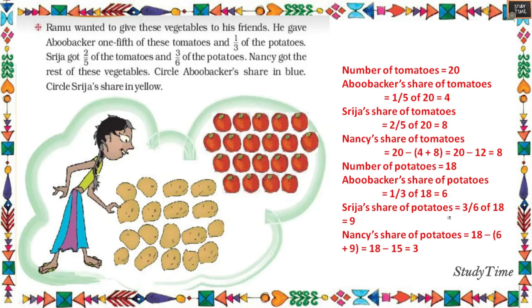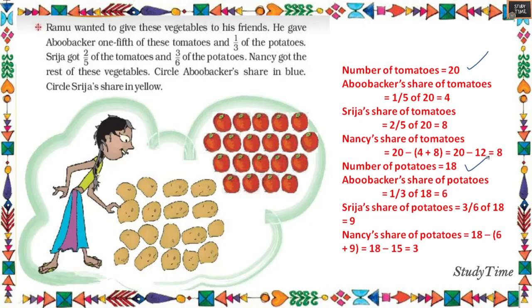Next, Ramu wanted to give these vegetables to his friends. He gave Abu Bakr 1/5 of these tomatoes and 1/3 of the potatoes. Srija got 2 by 5 of the tomatoes and 3 by 6 of the potatoes. Nancy got the rest of the vegetables. Circle Abu Bakr's share in blue. Circle Srija's share in yellow. First, always find the whole, that is total. Total number of tomatoes is 20 and total number of potatoes is 18.